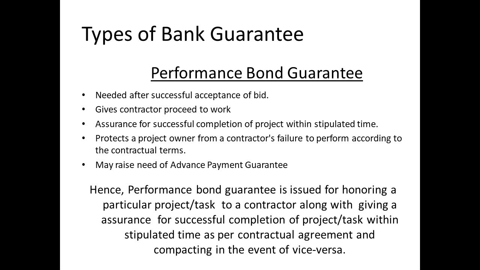Moreover, it protects the project owner from the contractor's failure to perform according to the contractual terms, and the bank will compensate any losses arising from the act of the contractor. In addition, it may raise the need of an advance payment guarantee too. Hence, a performance bond guarantee is issued for honoring a particular project or a task to a contractor, along with giving an assurance for successful completion of the project or task within the stipulated time as per the contractual agreement, and compensating the beneficiary in the event of vice versa.